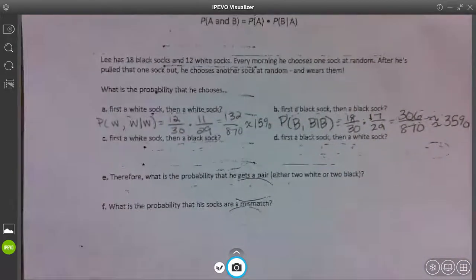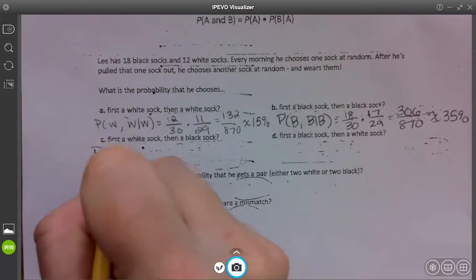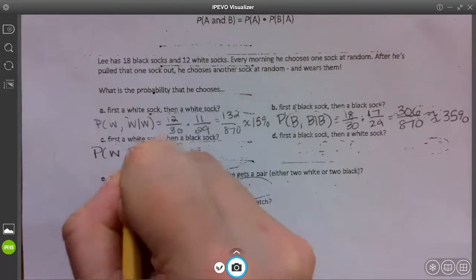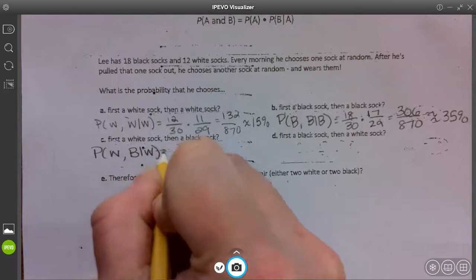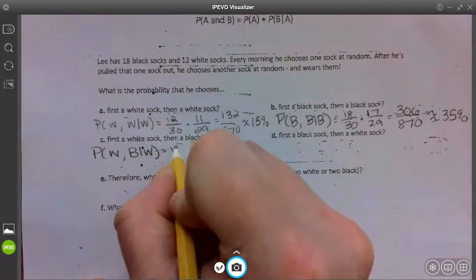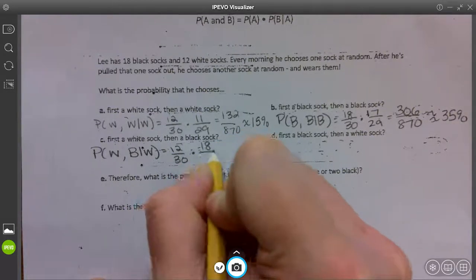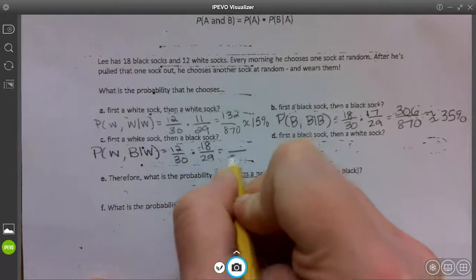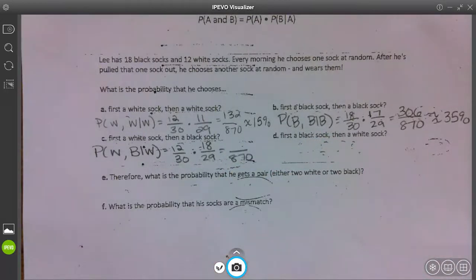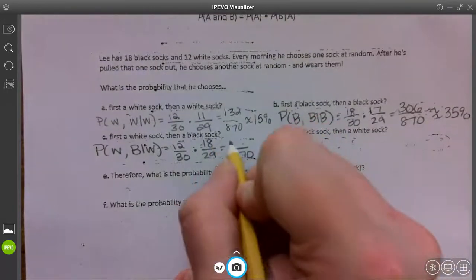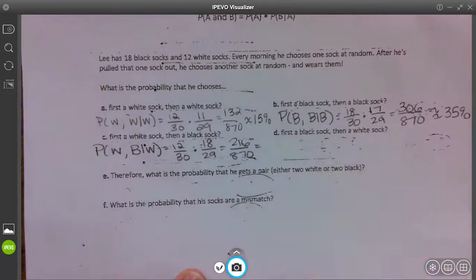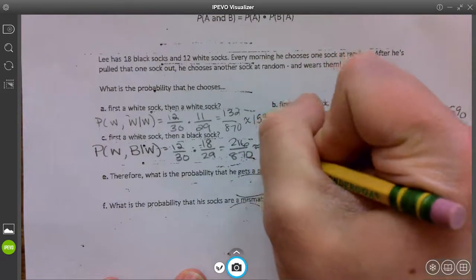What's the probability I get a white sock and then a black sock given that I just got a white sock? So 12 out of 30, 18 out of 29. You know that's 870. 12 times 18 is 216. When we divide that, that's about 25%.